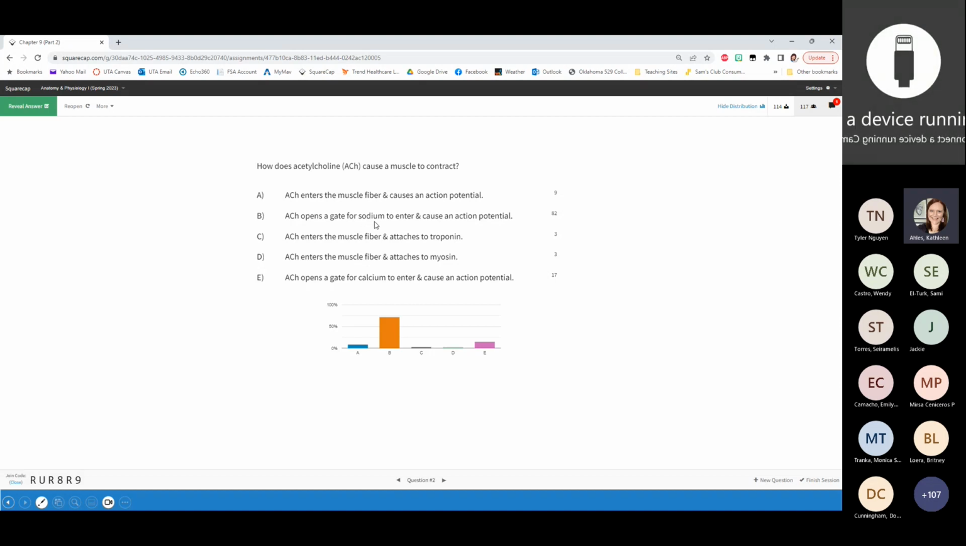When it attaches to that sodium channel, it makes that change in charge that goes all across the membrane. It's this action potential that's going to help me open up my gate for calcium, but acetylcholine itself doesn't actually help me with the calcium. It just makes that action potential that gets me there. So correct answer here, we're opening up a sodium channel and we're building that action potential.